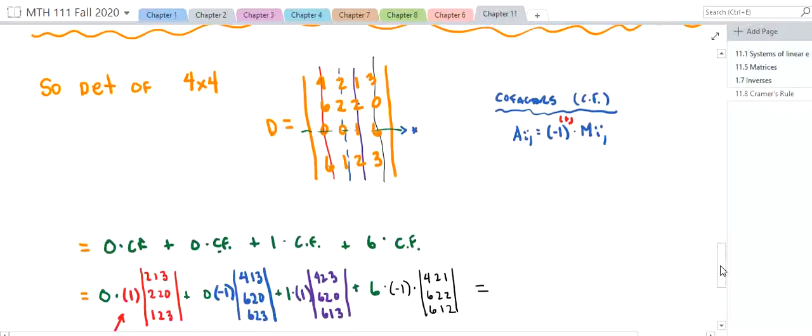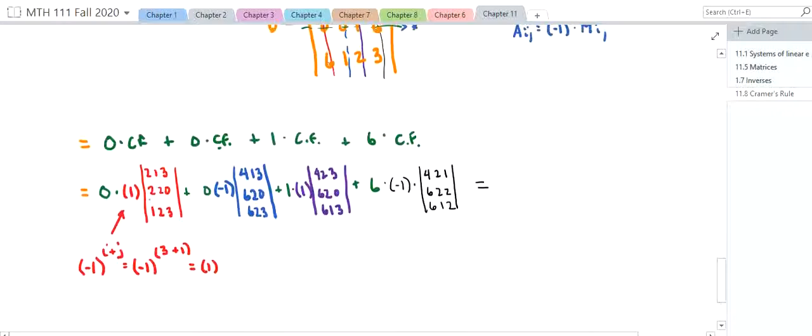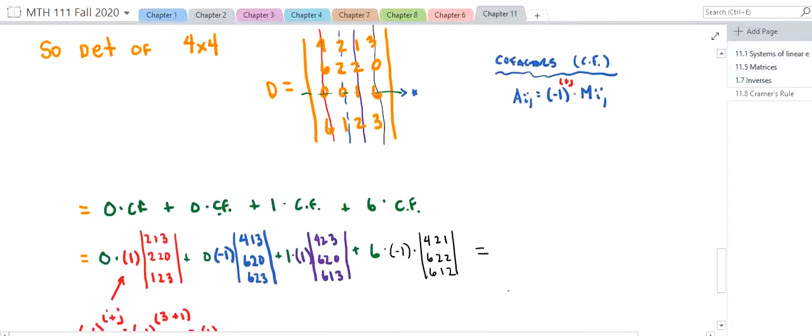Okay. So then you have to figure out the determinant of these 3 by 3s. And you've got to go through this process again, where you choose a row for each of these and the cofactors. And oh man, this is laborious. But if you go through all this process, you're going to end up with minus 42.